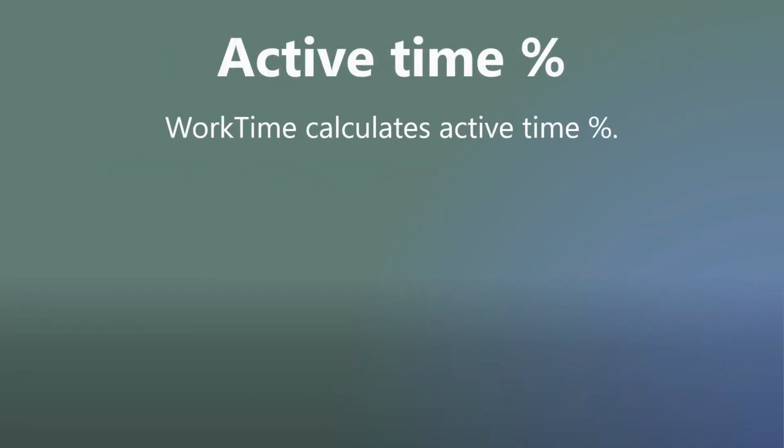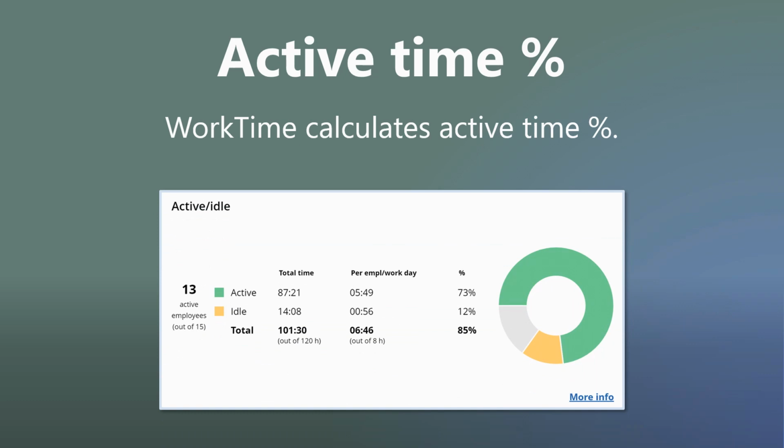WorkTime calculates active time percentage. 100% active time occurs when an employee is active for the expected working hours duration, for example for 8 hours.